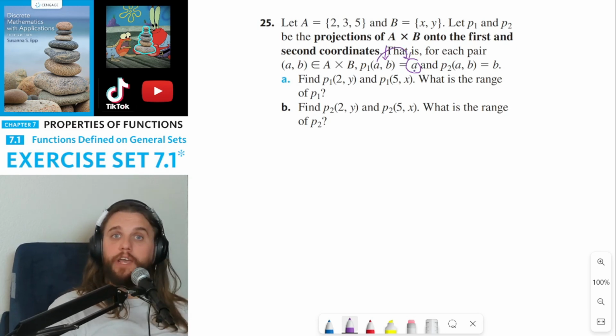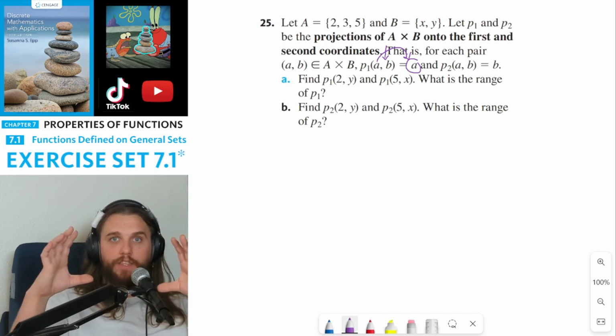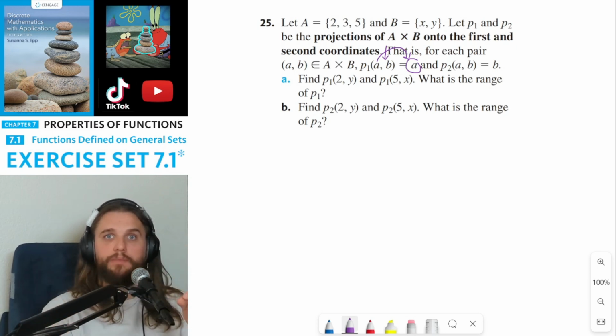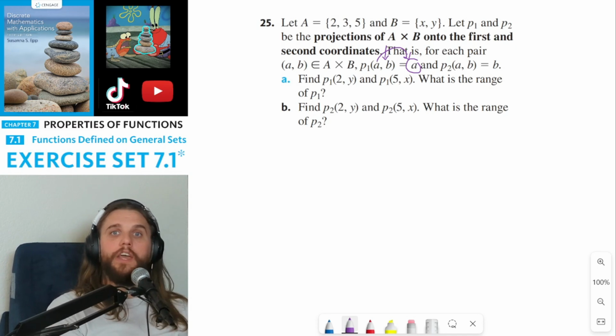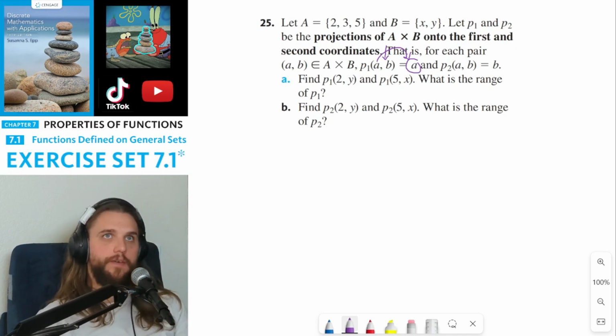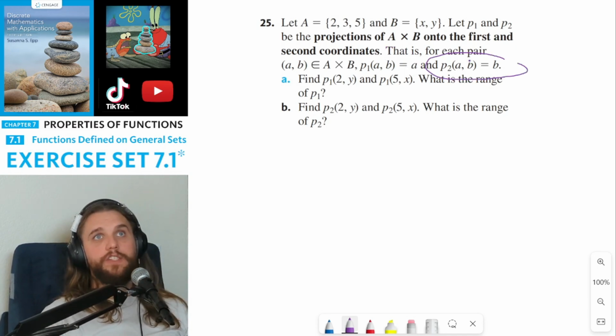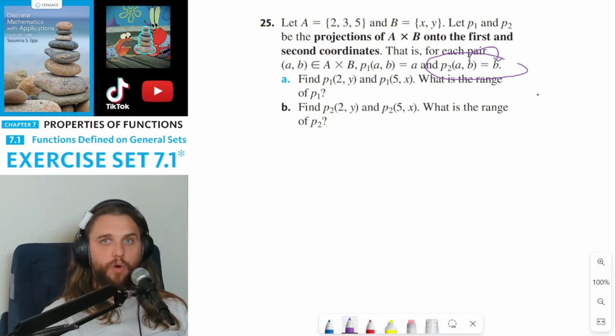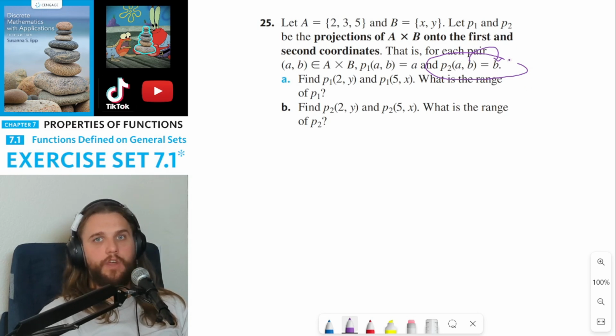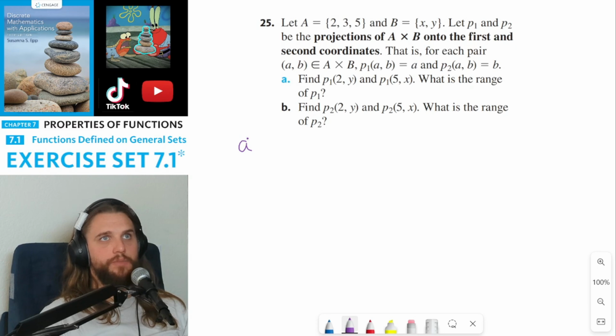So the input is an ordered pair, which is parentheses with two elements separated by a comma, and the output is just the first coordinate. For P2, if you notice, the output is just whatever the second coordinate is by itself. So the inputs are ordered pairs, the outputs are just the elements of the ordered pairs. So let's practice this with part A.